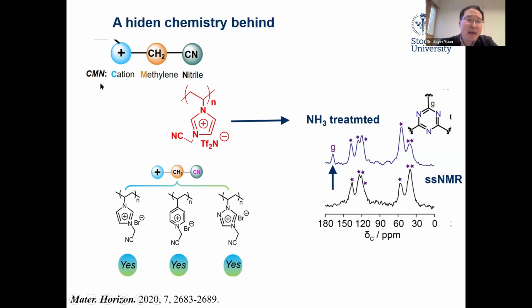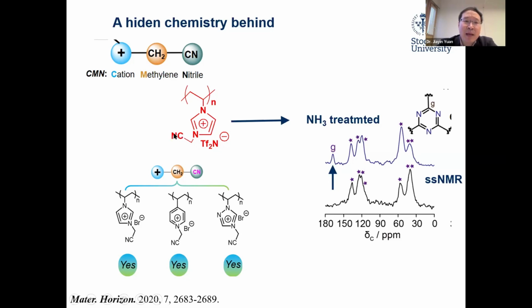We call it CMN chemistry, cation methylene nitride chemistry. The PIL we used for the membrane fabrication has a cyanomethyl bridge, so the nitride is connected to the imidazolium cation through a methylene bridge. And this unique sequence defines a specific chemical behavior.